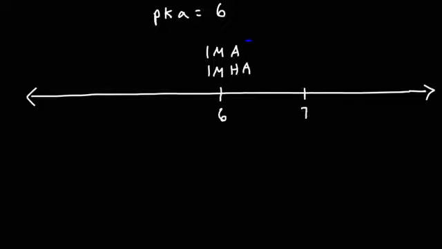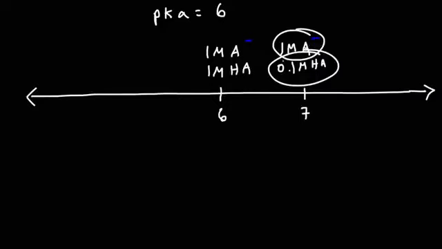At a pH of 7, let's keep the amount of base the same. Let's say it's 1 molar. The amount of acid will be 10 times less. It'll be 0.1 M HA. So as you can see, here we have more base than acid, so the pH is going to be higher than the pKa.